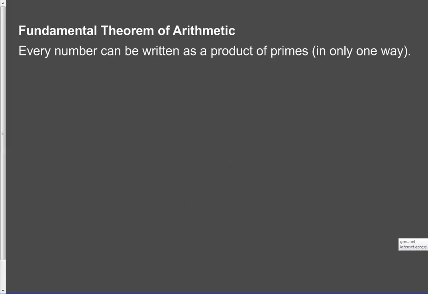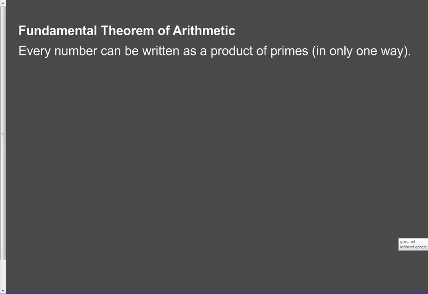The reason prime numbers are so important is because of the fundamental theorem of arithmetic, which says that every number can be written as a product of primes, and in fact can be written as a product of primes in only one way. So, put another way, the prime numbers are the basic elemental numbers. They are the basic ingredients of all numbers, at least from a multiplicative standpoint.